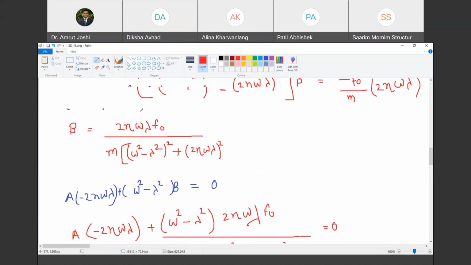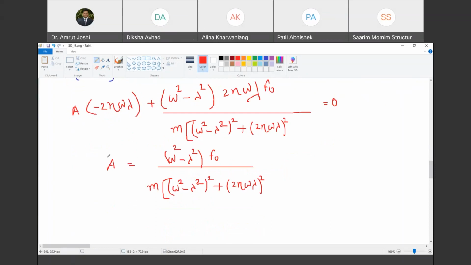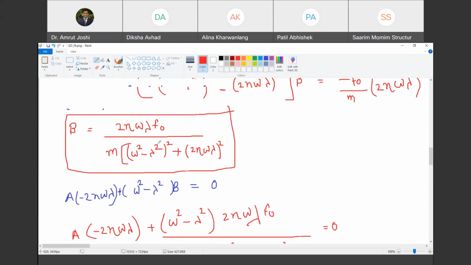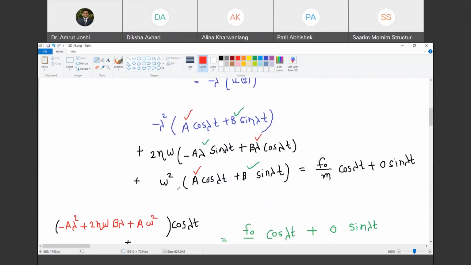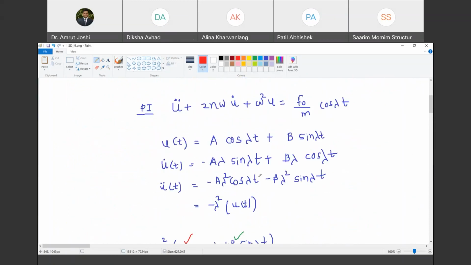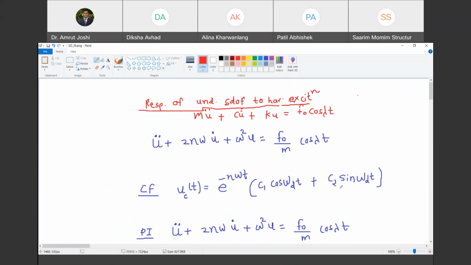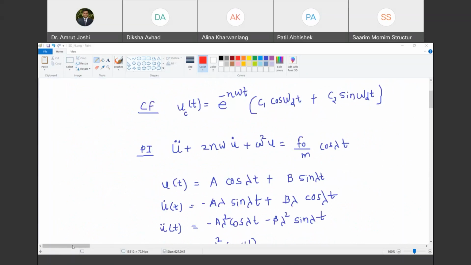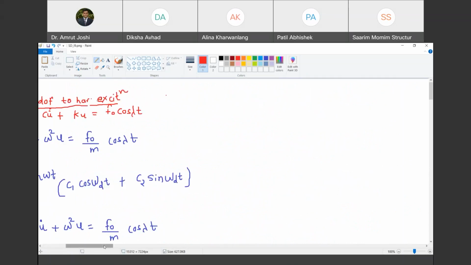So we have got now the value of a and we have got now the value of b. So what is the solution? So now the solution is in our hand. Where is u of t? u of t is a cos lambda t plus b sin lambda t, that is pi. And what is cf? cf is this function. So can I write down the solution now? The solution will be written as the summation of cf plus pi. So let me write down that.